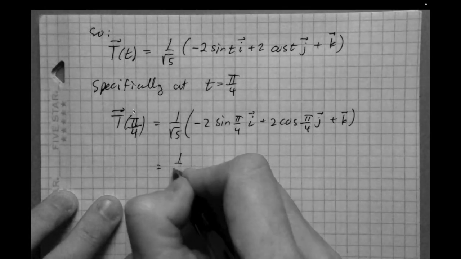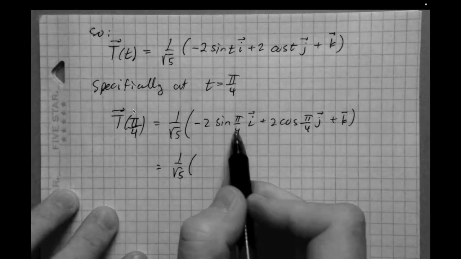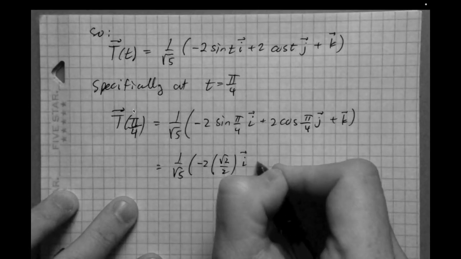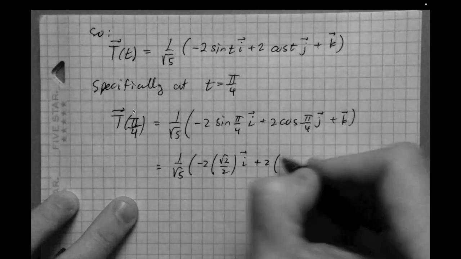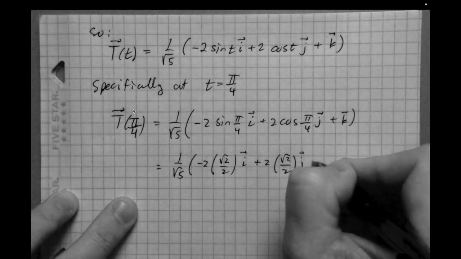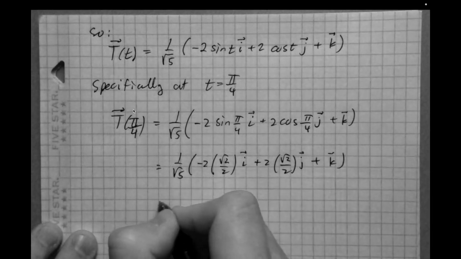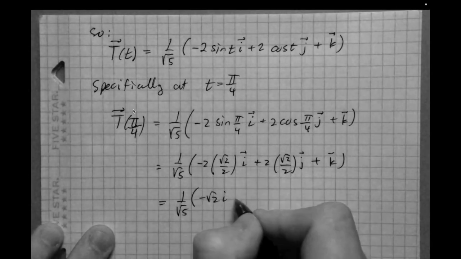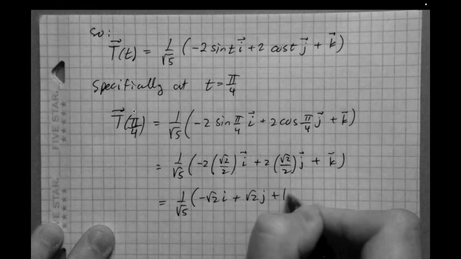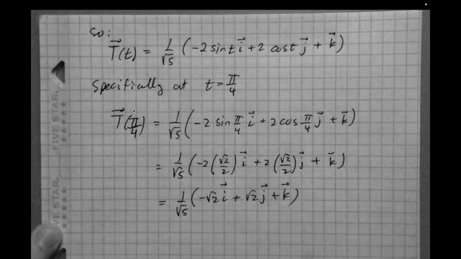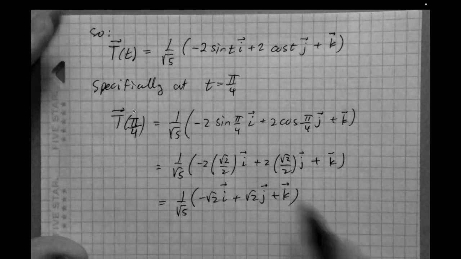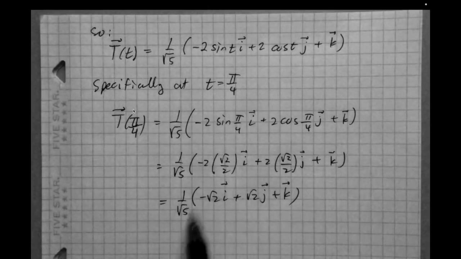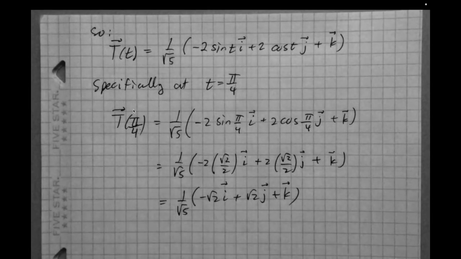And let's see, what do we get here? So what is sine of pi over 4? That's square root of 2 over 2, so this is negative 2 times the square root of 2 over 2 times i plus 2, and this is also square root of 2 over 2 times j plus k. And so 1 over the square root of 5 times negative square root of 2 i plus square root of 2 j plus k. Okay, and so that is the unit tangent vector at t equals pi over 4. So this is a vector that points in the direction of the curve at this specific value of t.